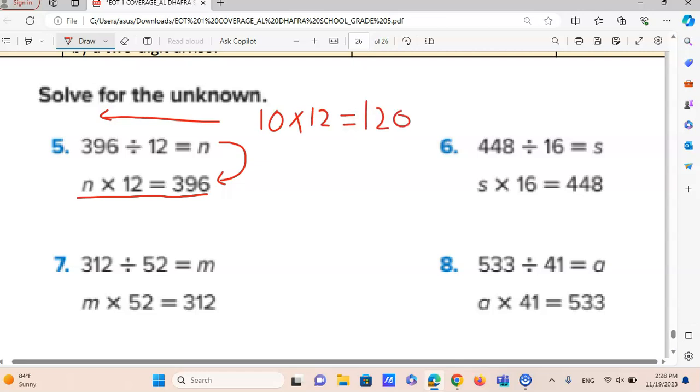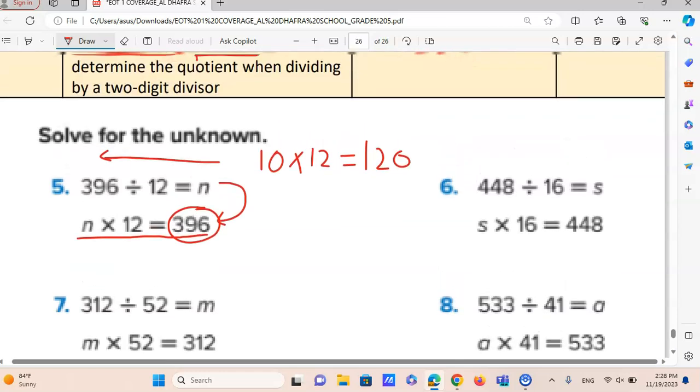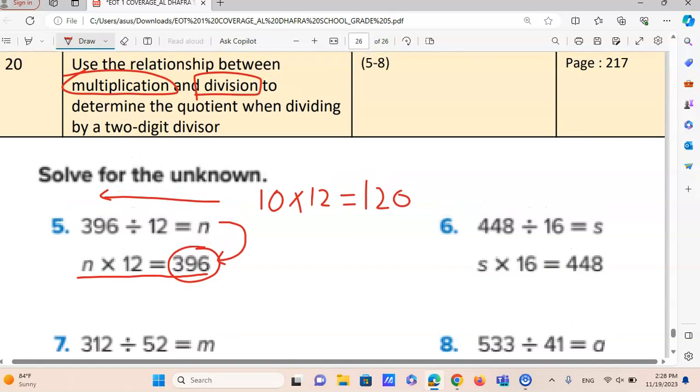I have to move it from 396. See, I can write here 396 minus 120 to know the remainder. We have used 120 so far, so we subtract it from 396. So 2, 7, 6. What other number can I multiply by 12 that is compatible and easier for me? What number is suitable for me to multiply by 12 to reduce the total? We can use 10 again.